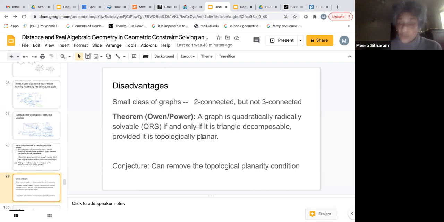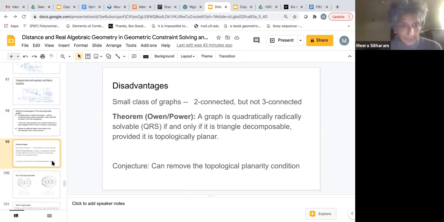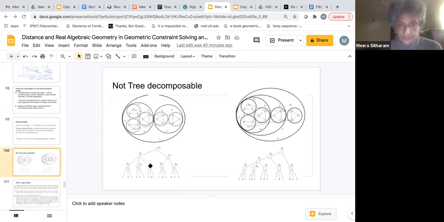In any case, I just wanted to say that it's a very small class of graphs because there are tons of polynomial distance systems whose solutions cannot be expressed in this extension field where you add one square root at a time. This is a very small class, Galois theoretically. Okay, so this is, for example, another graph which is not tree decomposable.